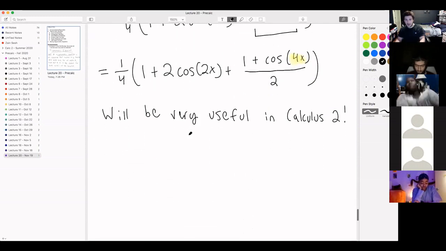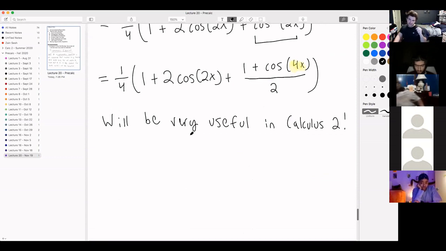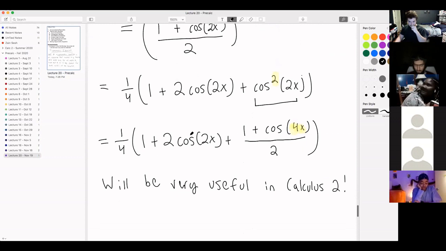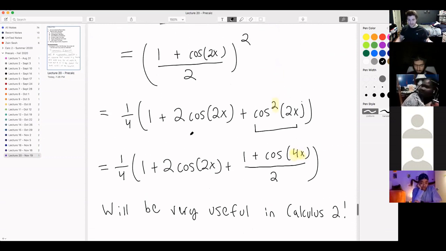Good. All right, so you will have to do the same thing for sine to the 4th power on the homework. Okay? But this will be the same. It's the same thing. All right, let's keep moving.